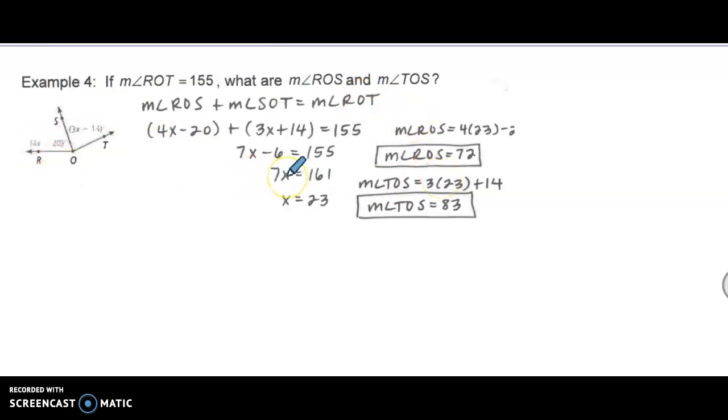Here's some proof that we do algebra work a lot in geometry. If angle ROT, so if this whole thing together, if these two angles added up, that's why it's a plus sign here, if you add it up, it equals 155, and so we just wanted to make sure that you are using your solving skills.